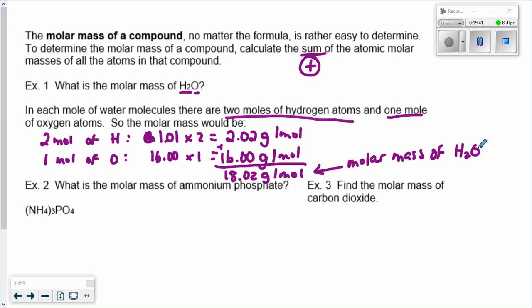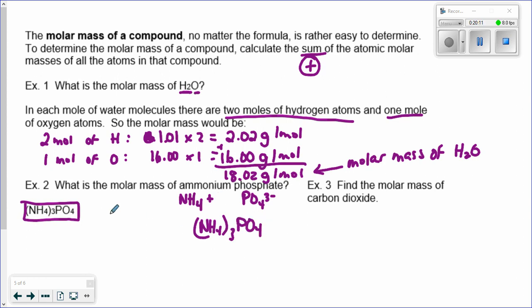So the next part says, what is the molar mass of ammonium phosphate? If I didn't give you this, you would be able to figure it out, right? Ammonium forms a 1+, phosphate, PO4, forms a 3 minus. So we know in order to balance our charges, we need to have 3 of that positive charge to balance out the 3 negative charges. So that's where that chemical formula comes from.